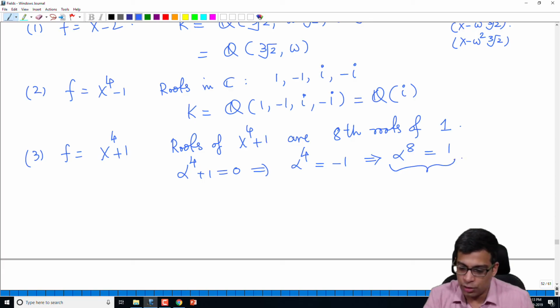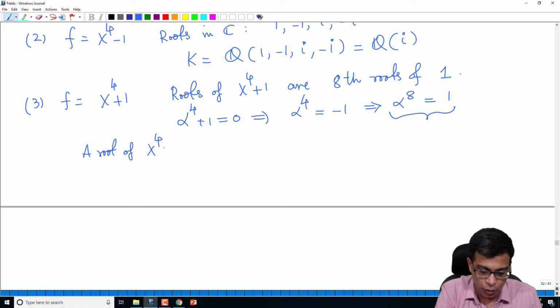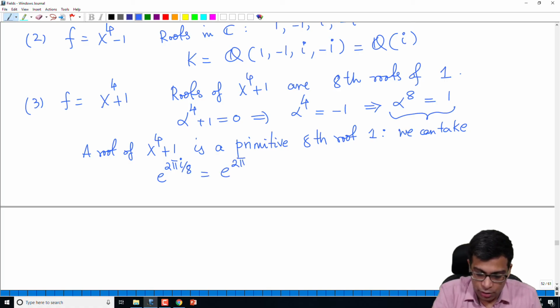But some root cannot be a fourth root of unity. There must be a primitive 8th root of unity, which is the root of this. So a root of x power 4 plus 1 is a primitive 8th root of 1. So for example, we can take this to be e power 2 pi i by 8, which is e power pi i by 4, which is cosine pi by 4 plus i sine pi by 4.